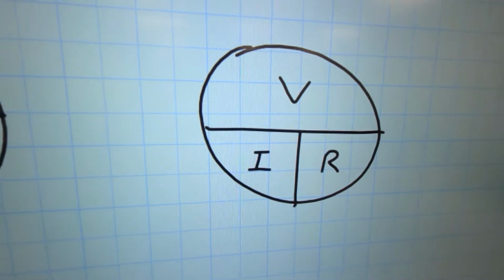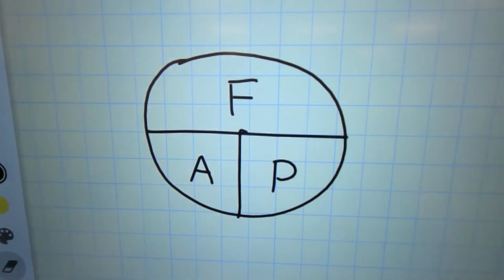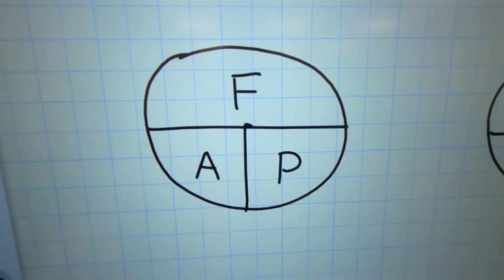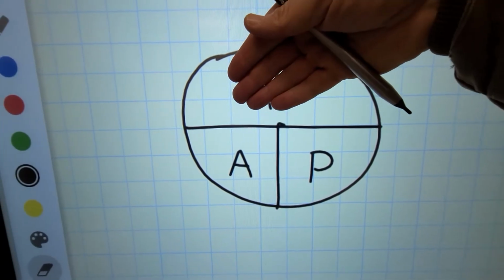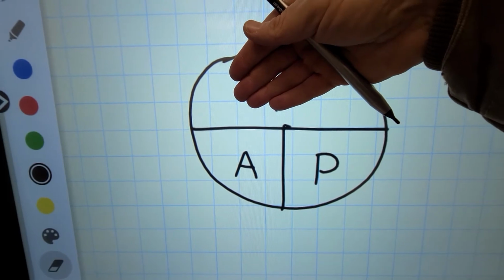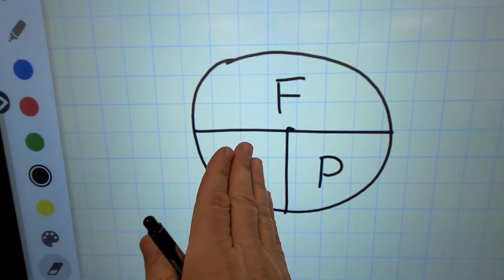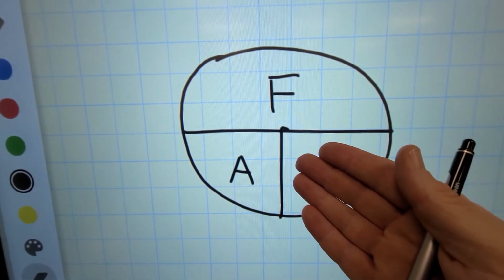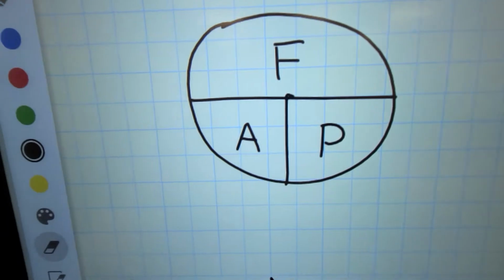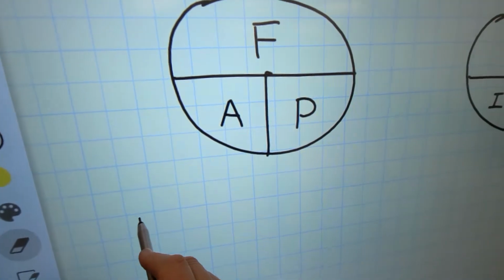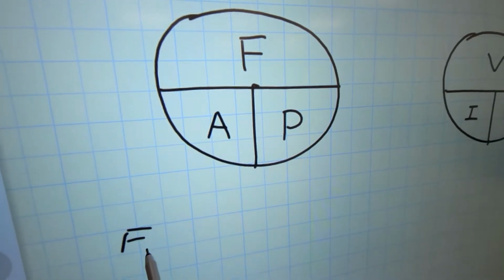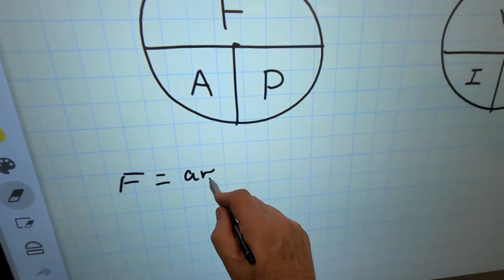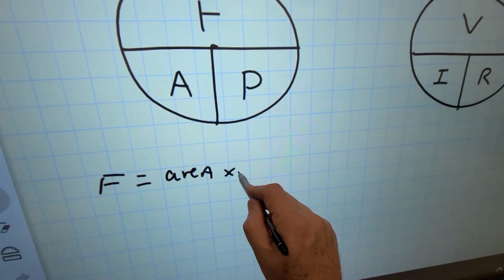Okay. So there's a corresponding image that we can use for force, pressure, and area. Force is area times pressure. Area is force divided by pressure. Pressure is force divided by area. Okay, so let's look at a couple of ways to rewrite this. I'm going to just try to keep it all on the same screen here. F equals area times pressure.